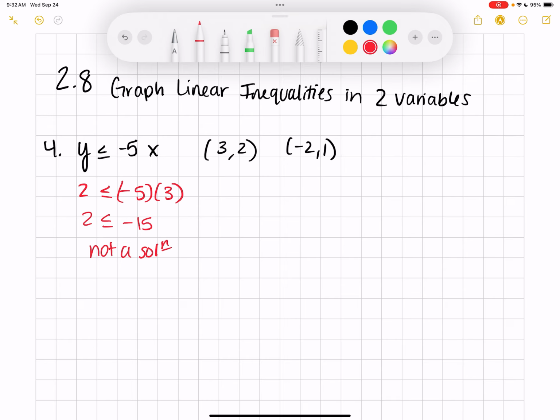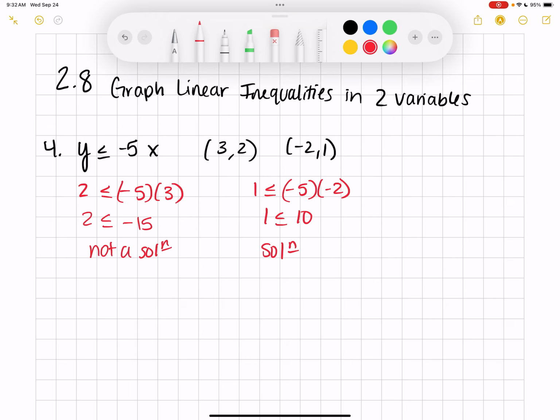Then I'll do the same thing but with the other point. So I've got 1 is less than or equal to negative 5 times negative 2. 1 is less than or equal to 10. Well, that's true. So this one is a solution. That's easy.